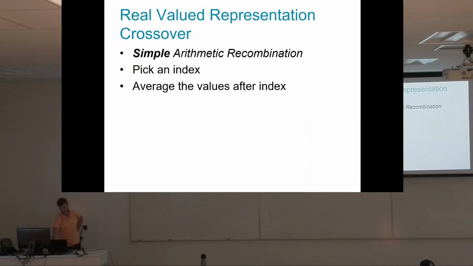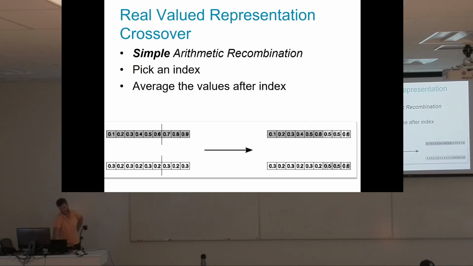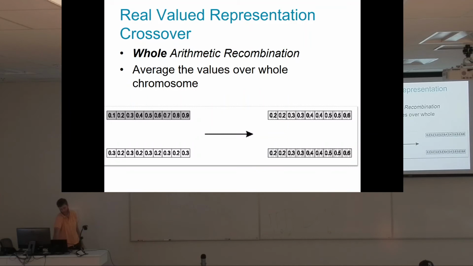Simple arithmetic recombination: pick an index, average values after that index. That's the same thing, except it's kind of like 1-point crossover, but with the averaging strategy. Whole arithmetic, do the whole thing, great.